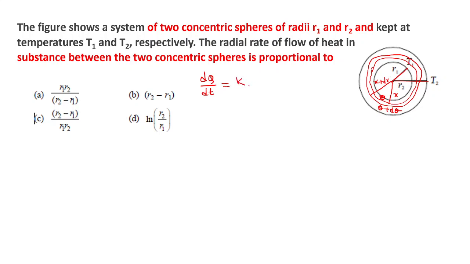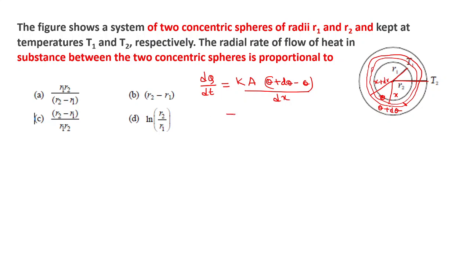We know the formula is KA with temperature difference. And what is the temperature difference? That is theta plus delta theta minus theta, divided by thickness. What is the thickness? The distance between one point to the another point. Okay, the thickness is delta x. So we have written here delta x.